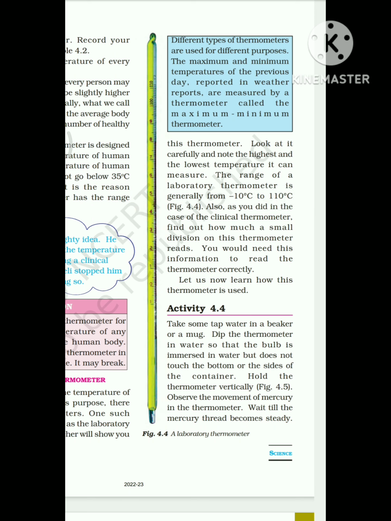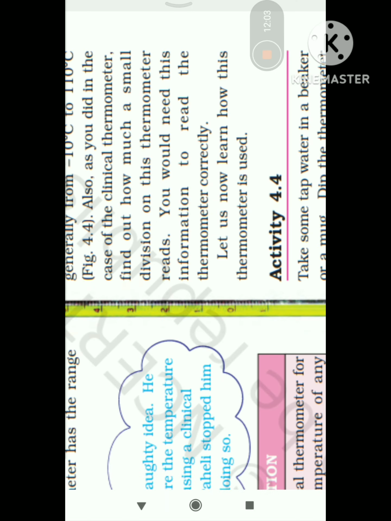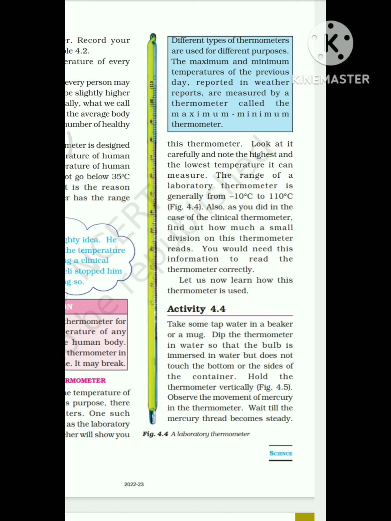Different types of thermometers are used for different purposes. The maximum and minimum temperature of the previous day reported in the weather report are measured by a thermometer called the maximum minimum thermometer. Then we will do another activity, and this activity in our science book I will do practically in another video. I will make some long videos for doing these activities.